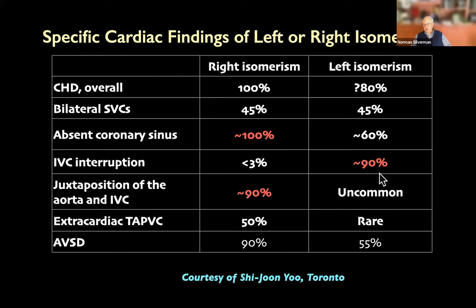Interruption of the IVC again highlights left isomerism. Juxtaposition of the IVC and aorta on the same side of the spine highlights right isomerism. Extracardiac total anomalous pulmonary venous return in 50%, according to Dr. Yoon, I would think that it would be even higher than this, and is rare in left isomerism. AV septal defects are the norm in this condition, but some patients may not even have an AV septal defect, but have just a ventricular septal defect.